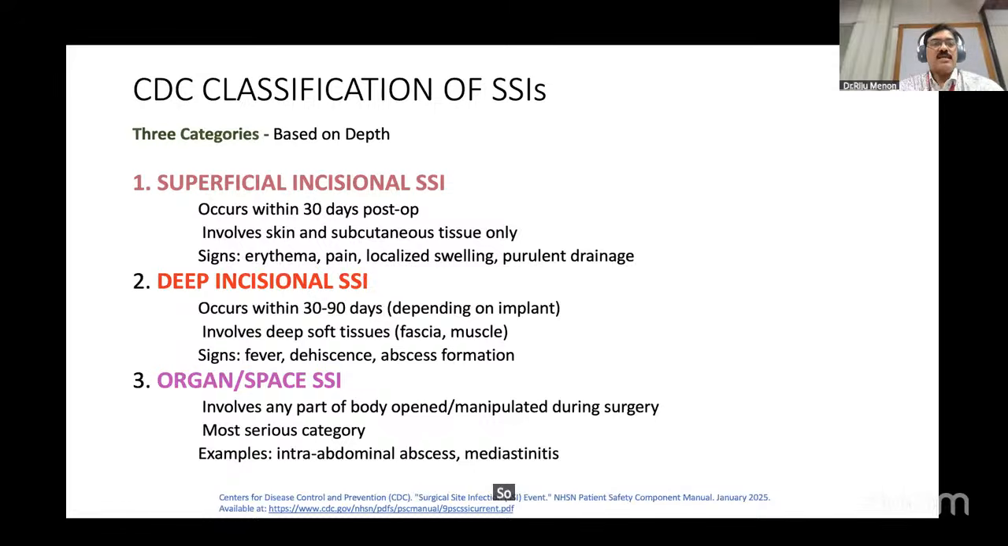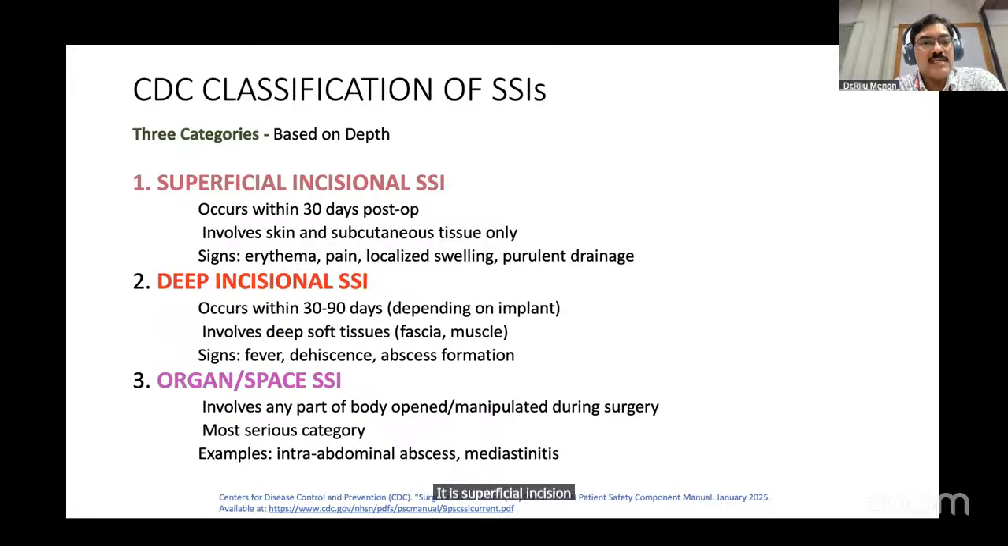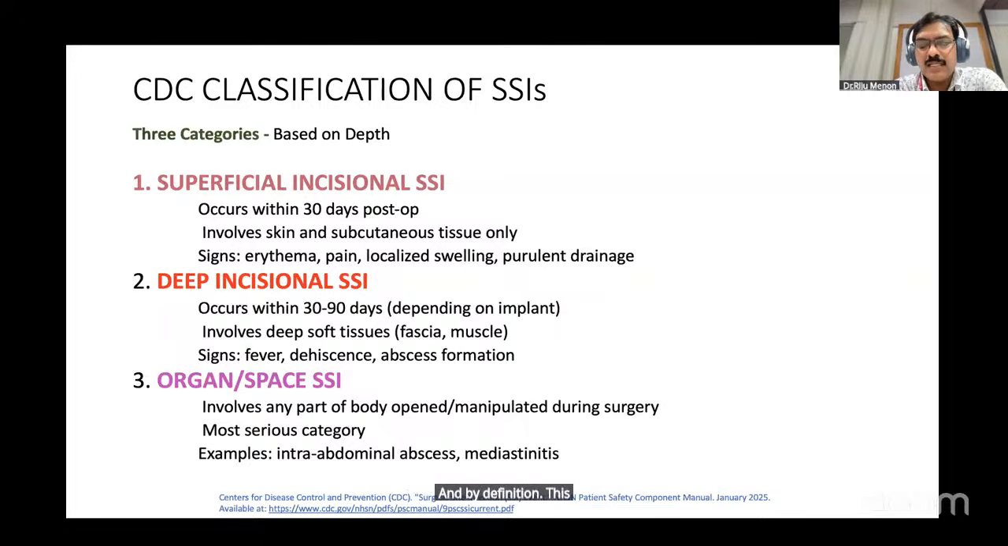So the CDC actually classifies surgical infections into 3 categories based on depth. It is superficial incisional, deep incisional, and organ space surgical site infections. The superficial incisional surgical site infection involves the skin and subcutaneous tissue. And by definition, this should occur within 30 days of the operative procedure. It manifests with all the signs of inflammation, that is the pain, redness, swelling, fever, and also sometimes with a pus discharge.